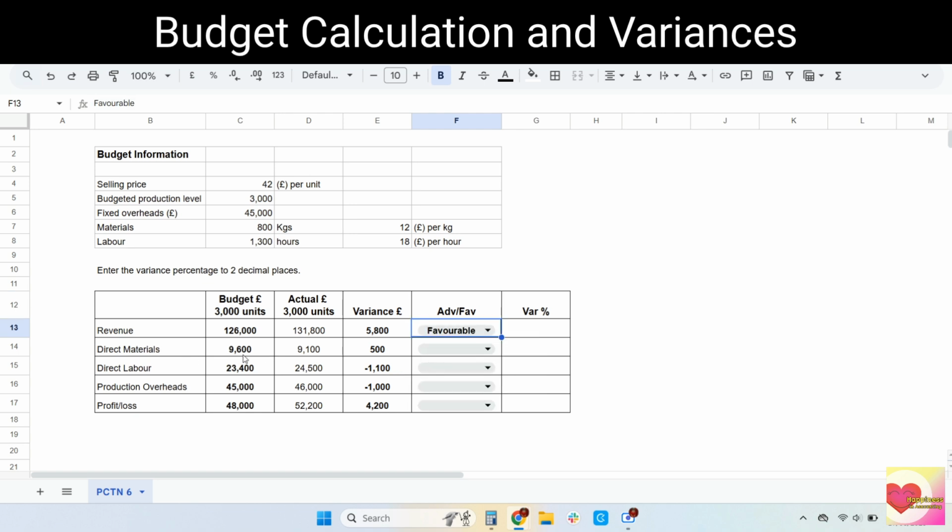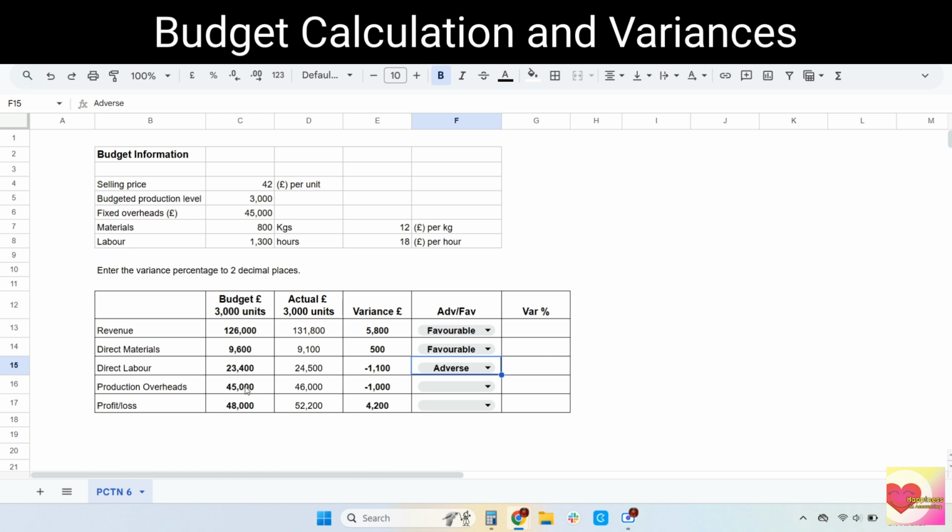For the direct materials, our budget is 9,600 and the actual turns out to be 9,100, which is much lower, which is what we want because we want the cost to be lower. So this is favorable. Next, for the direct labor, our budget is 23,400 and then our actual is 24,500, which is higher than the budget, which is not what we want because it means we have more costs. So this is adverse.